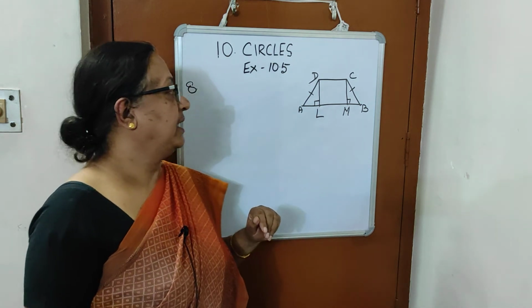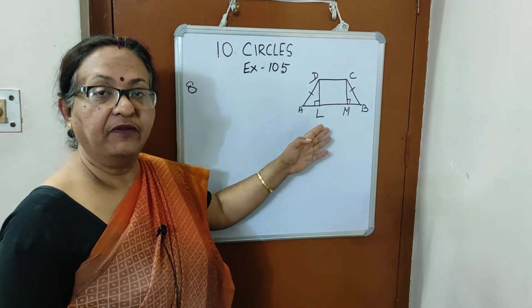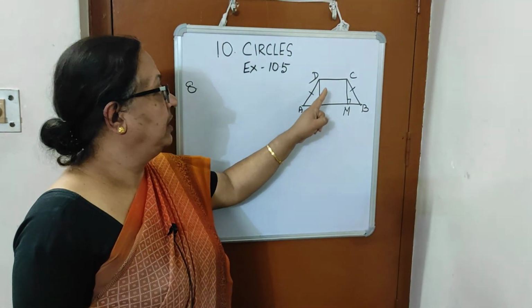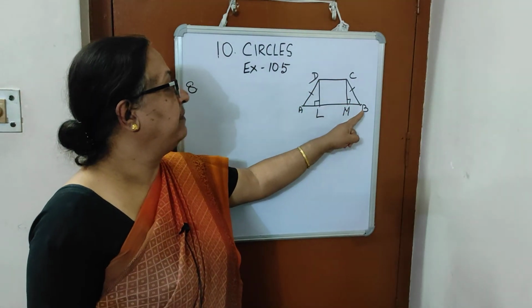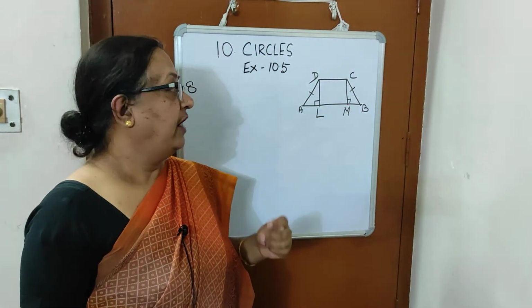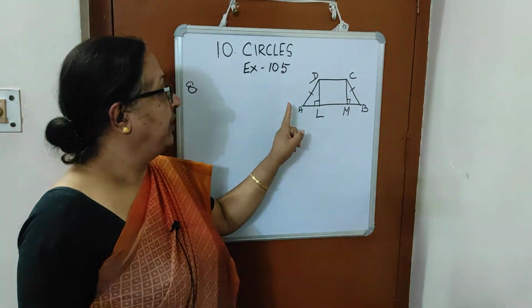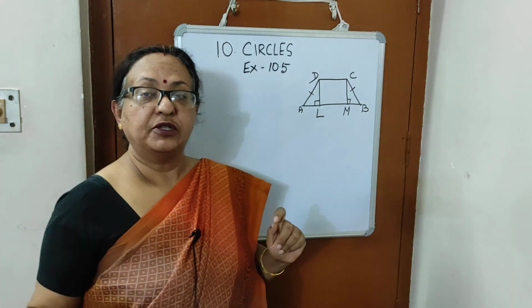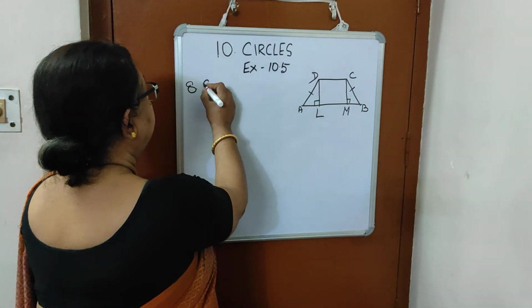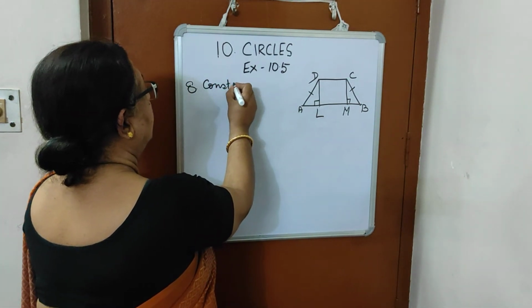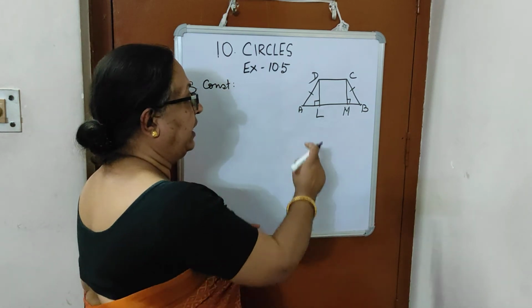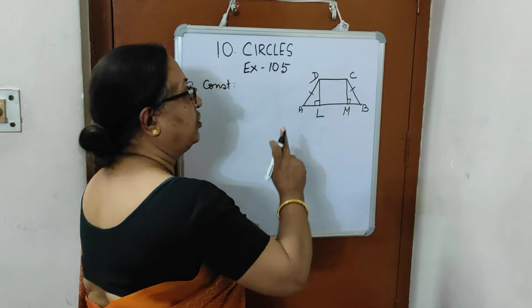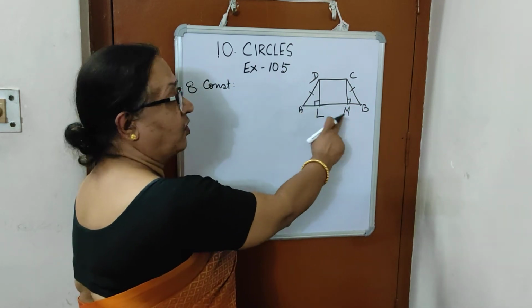So let's start there. First you need to write given. What is given? ABCD is a trapezium in which non-parallel sides AD and BC are equal. And what you have to prove? To prove ABCD is cyclic. For that we do a small construction. What is the construction? We are drawing two perpendiculars. This DL and CM are two perpendiculars from C and D on AB.